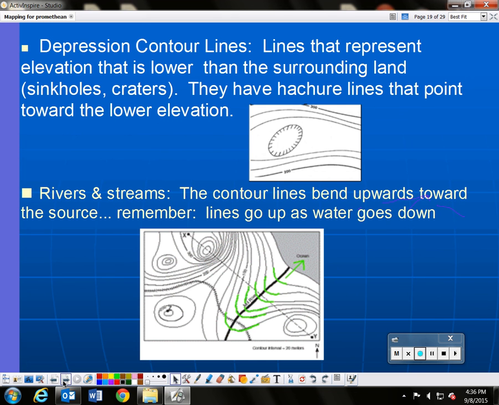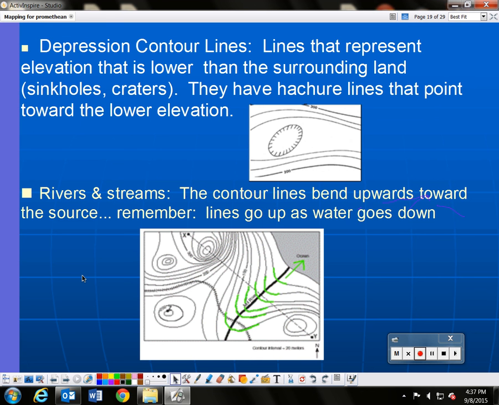Depression contour lines have these little hachures that go on the inside. See these little lines that come in? They're pointing to the ground that's lower than the surrounding area. So a crater would have hachure lines. The entrance to a mine might have hachure lines.